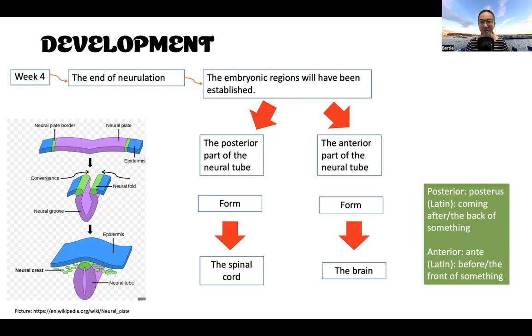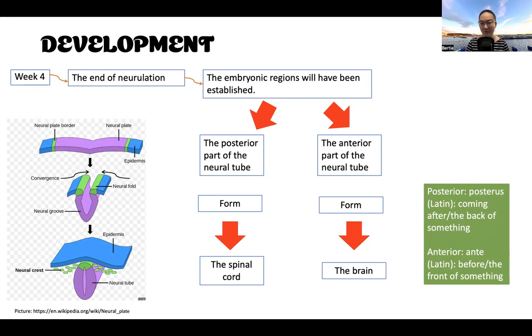The embryonic regions will have been established. There are two things happening at this stage. The posterior part of the neural tube forms the spinal cord, while the anterior part of the neural tube forms the brain.